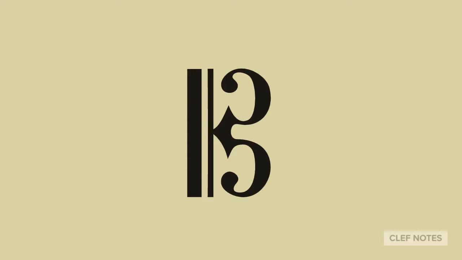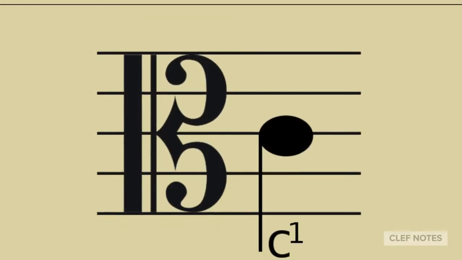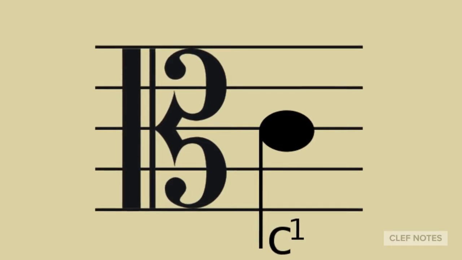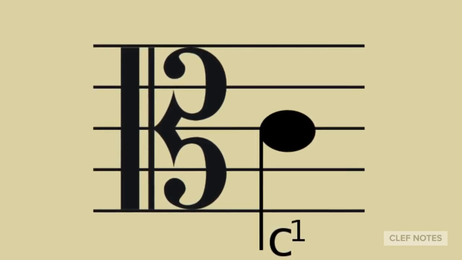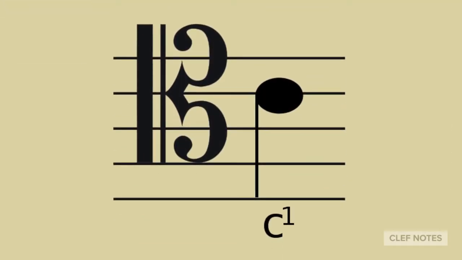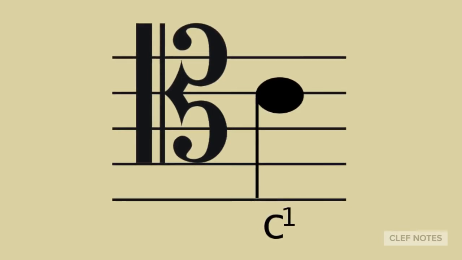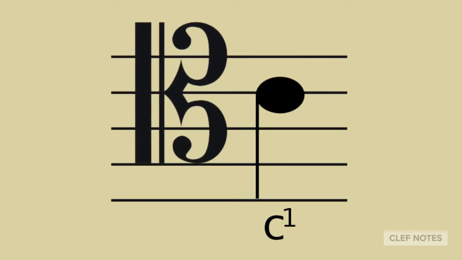Less known is the C clef. This clef is used as the alto clef when it appears on the middle line of a staff, indicating middle C. The viola uses the alto clef. When the C clef appears positioned on the fourth line of the staff, we call it the tenor clef. This is sometimes used as the upper range for bassoon, cello, euphonium, double bass, and trombone.